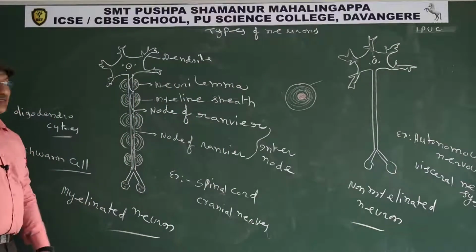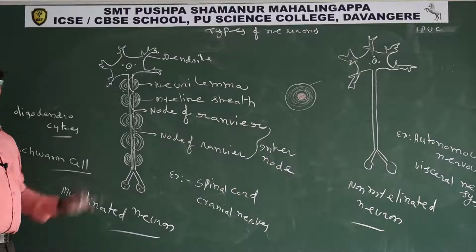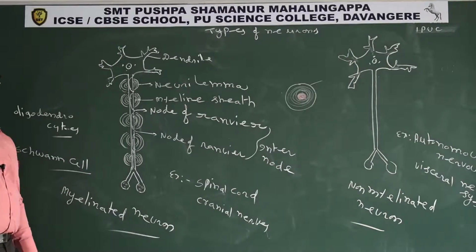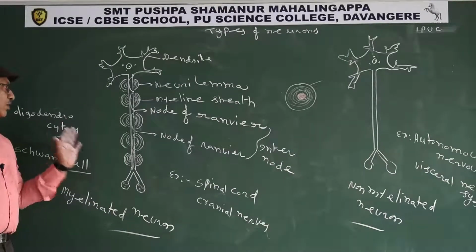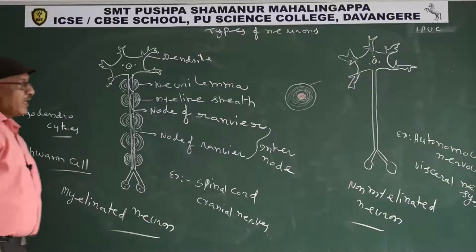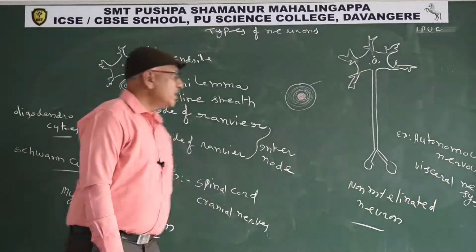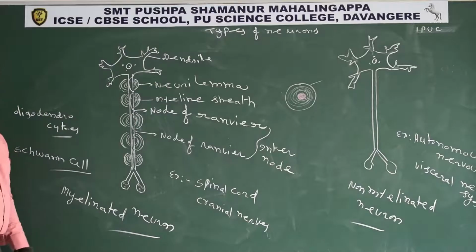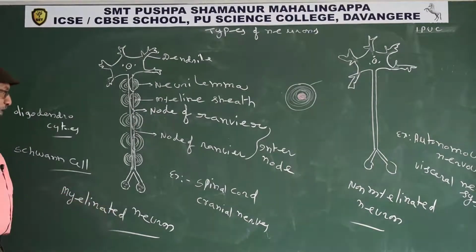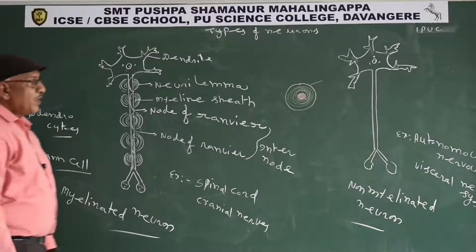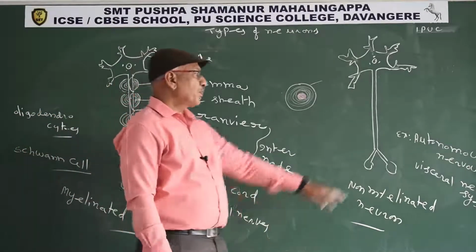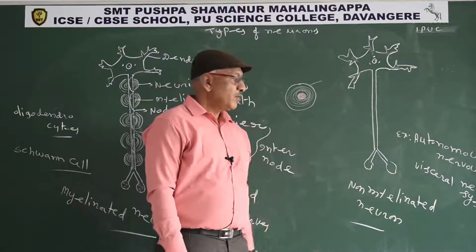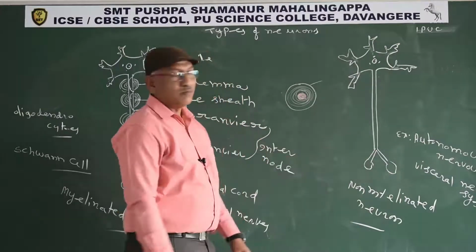If the axon is covered by myelin sheath, it is known as a myelinated neuron. If the axon is not covered by myelin sheath, it is a non-myelinated neuron. Myelinated neurons are present in the spinal cord and cranial nerves. Non-myelinated neurons are present in the autonomic nervous system and visceral nervous system.